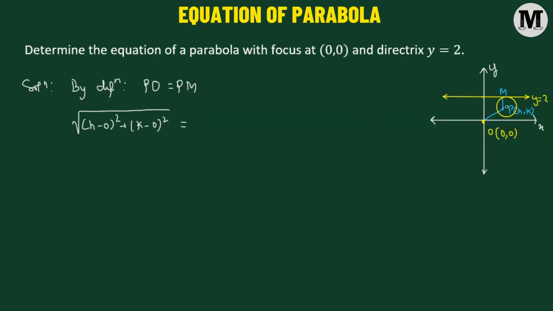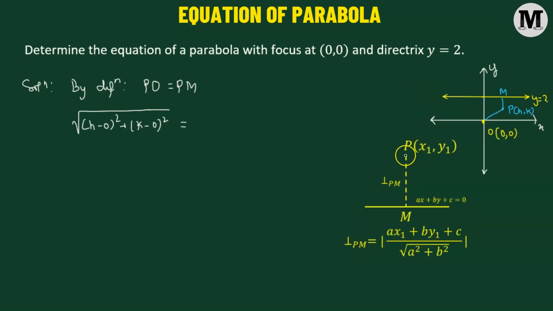Now there is a standard formula for obtaining the perpendicular length PM. Let's go through that formula. So here we need to have a point first with the coordinates x1, y1, and we have a straight line which has the equation ax plus by plus c equals 0. Then dropping a perpendicular from point P onto the straight line gives us PM. So here PM is the perpendicular distance, and that's given by the absolute value of ax1 plus by1 plus c divided by the square root of a squared plus b squared. So we're going to use this formula here.